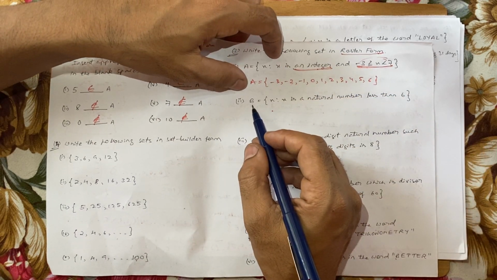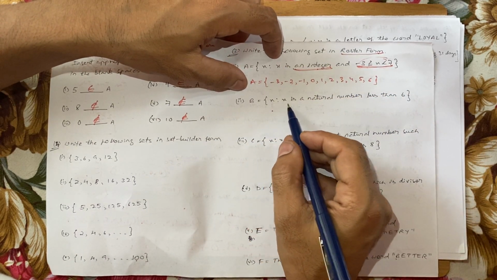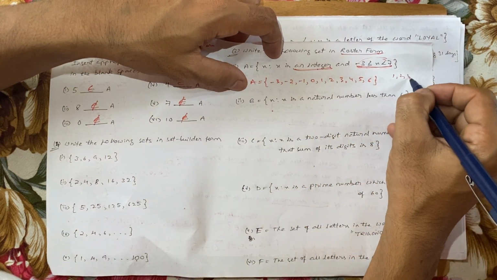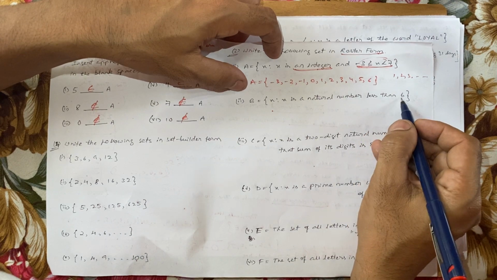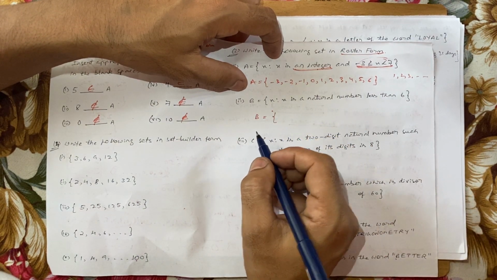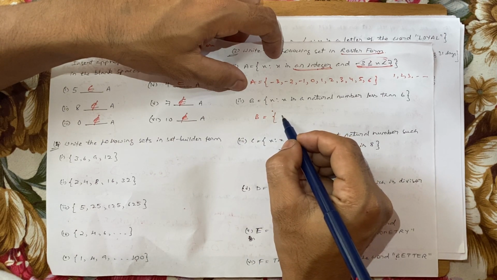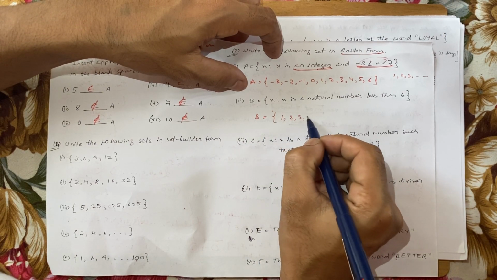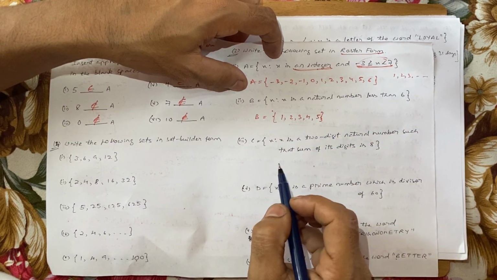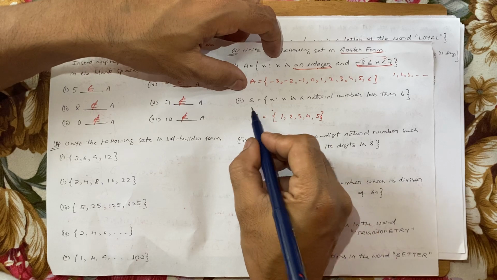Now let's talk about the second one. B is equal to x such that x is a natural number. You know the natural numbers, they start from 1, 2, 3 and go on, and less than 6. This is very simple. Open the curly bracket. The first element will be what? The first natural number 1, then 2, then 3, then 4, then 5. And it says less than 6, so I'll not include 6. I'll just write up till 5 and close the curly bracket. This is your answer.